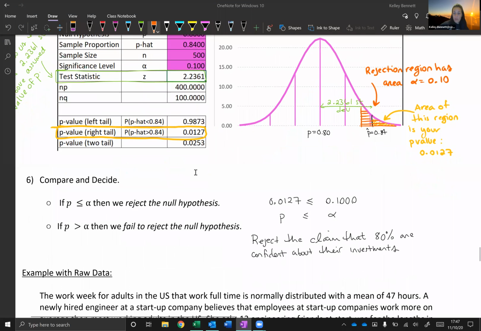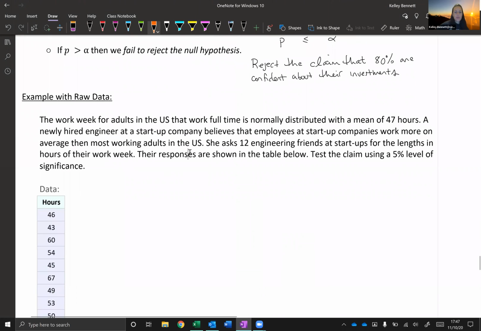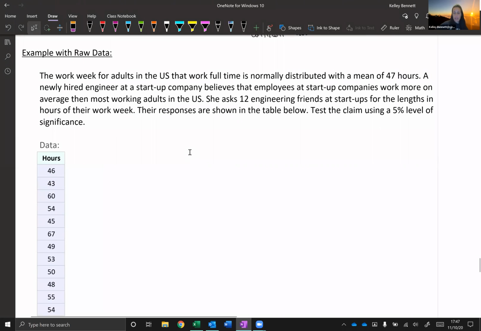So let's just do an example with raw data. And this should feel really familiar to what we did in 8.2 when we had raw data and we wanted to construct a confidence interval based on that raw data. So the work week for adults in the US that work full-time is normally distributed with a mean of 47 hours. That is hilarious. Okay.